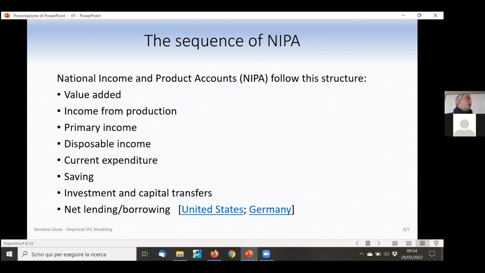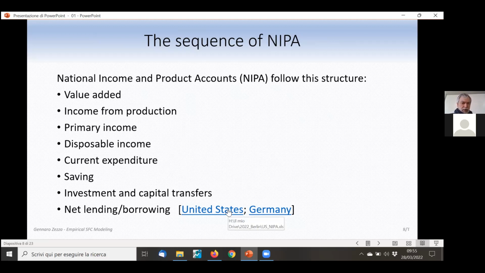So these are what is here called income from production, and it becomes primary income with the addition of income from financial assets. Then you take into account transfers, taxes, etc., and you get to the measurement of the disposable income of each sector. You subtract the current expenditure to get the measurement of saving. You subtract expenditure on capital account and other capital transfers to get to the measurement of net lending.